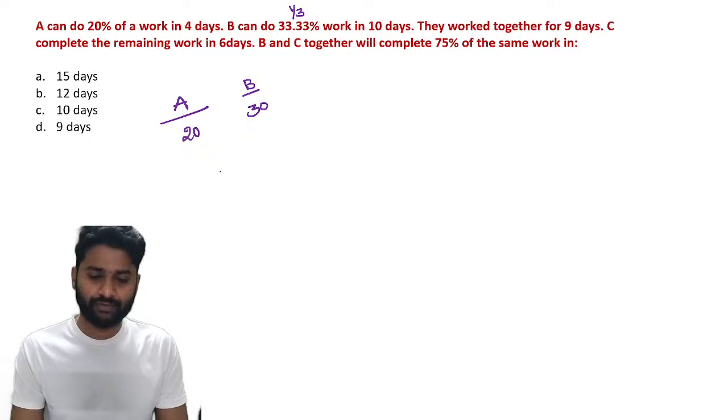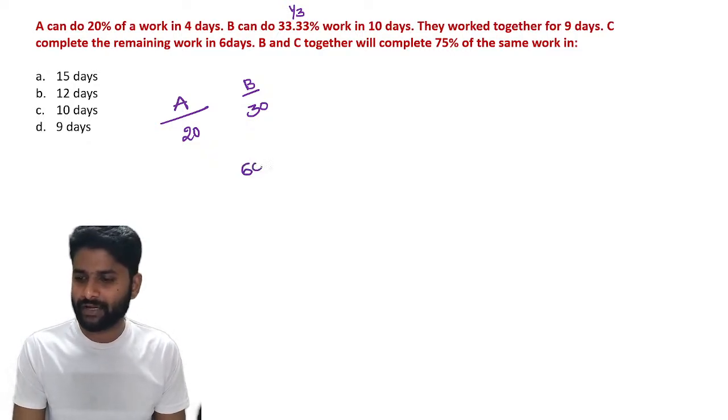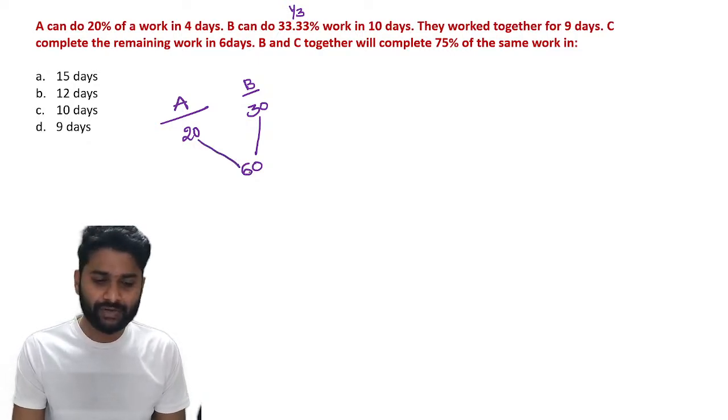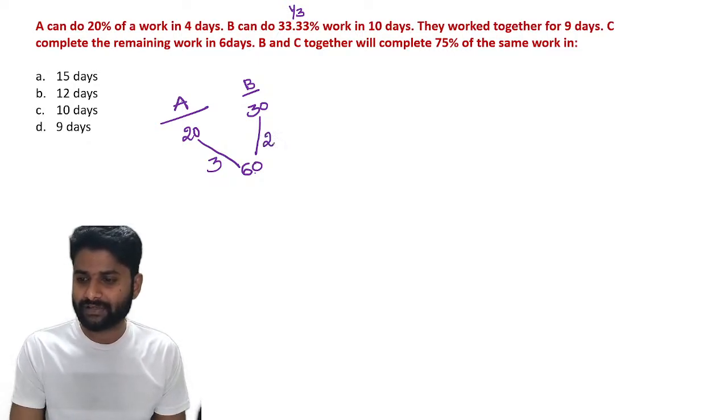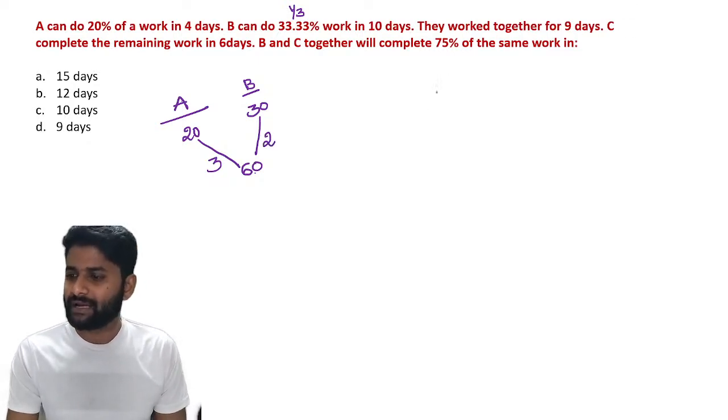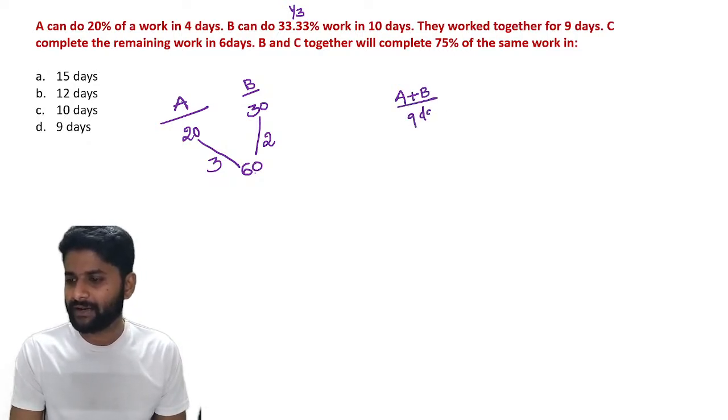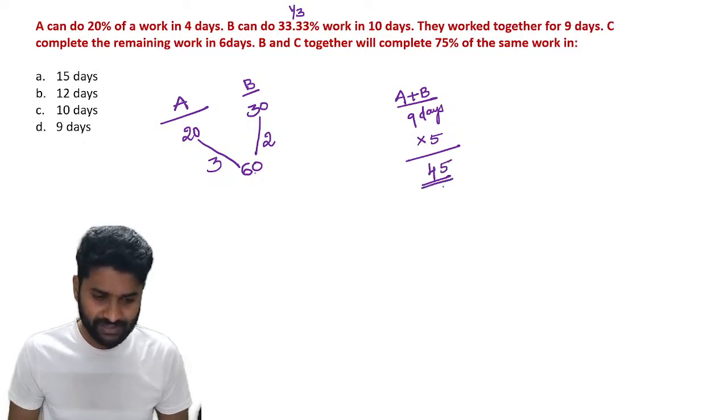Now, let's go through that. What is the total work? LCM of 20 and 30 is 60. Here, 60 units of work is completed by A in 20 days, so A's efficiency is 3 units. 60 units of work is completed by B in 30 days. Here, B's efficiency is 2 units. And they clearly mention that A and B worked for 9 days. Every day the efficiency is 5 units, AB together. In 9 days, they will complete 45 units.